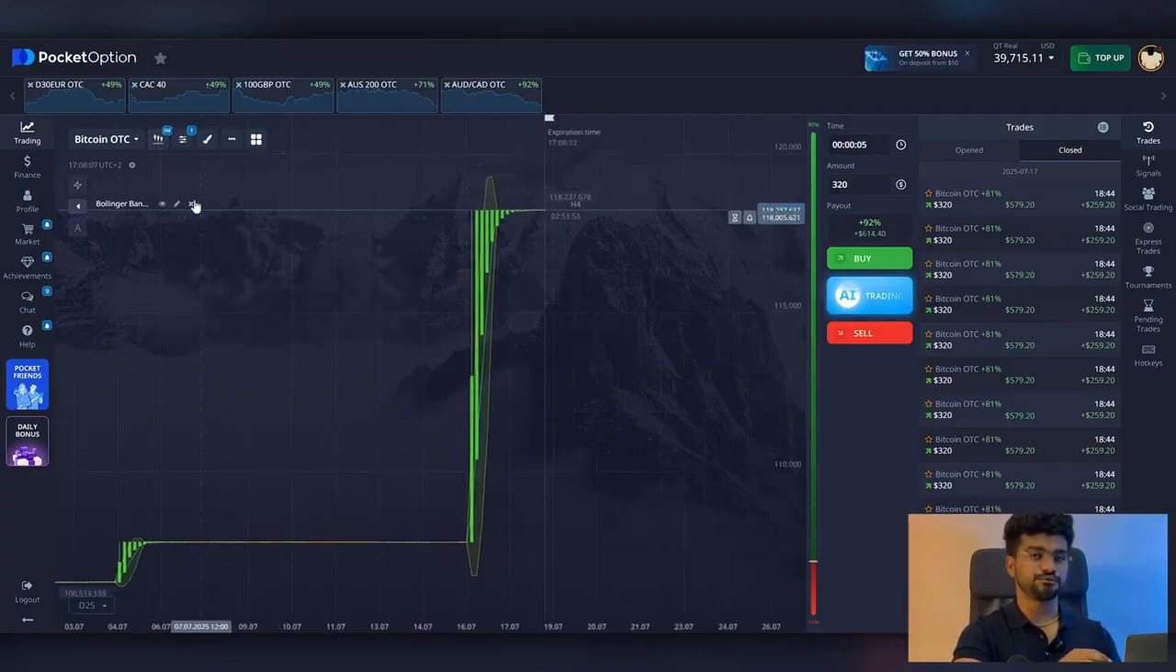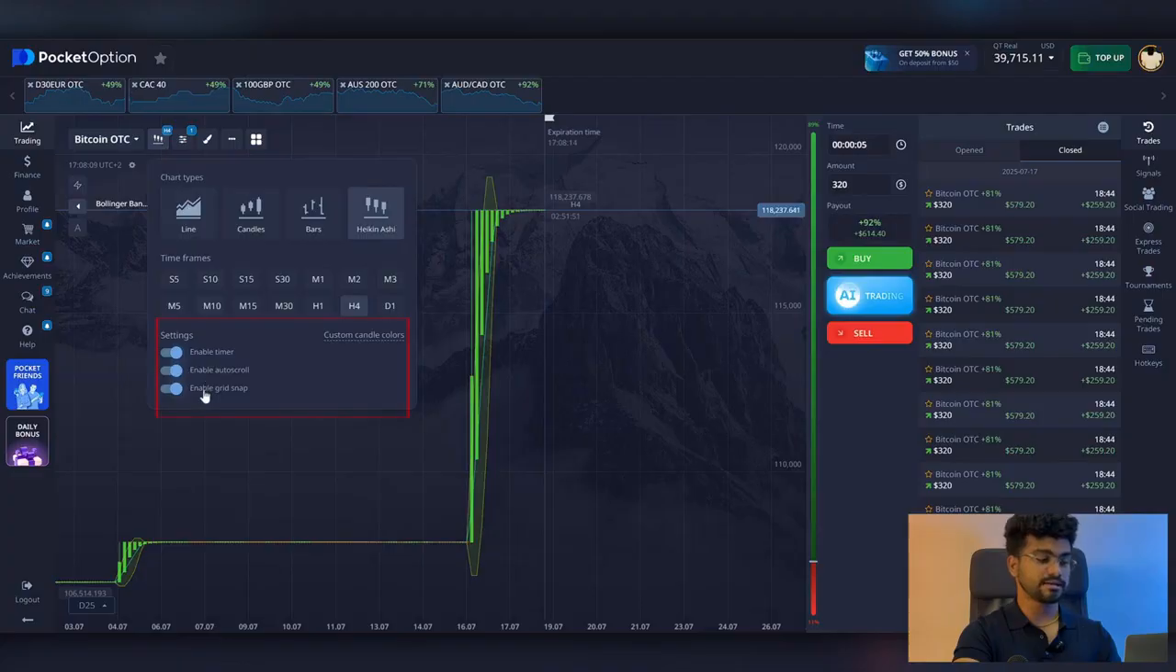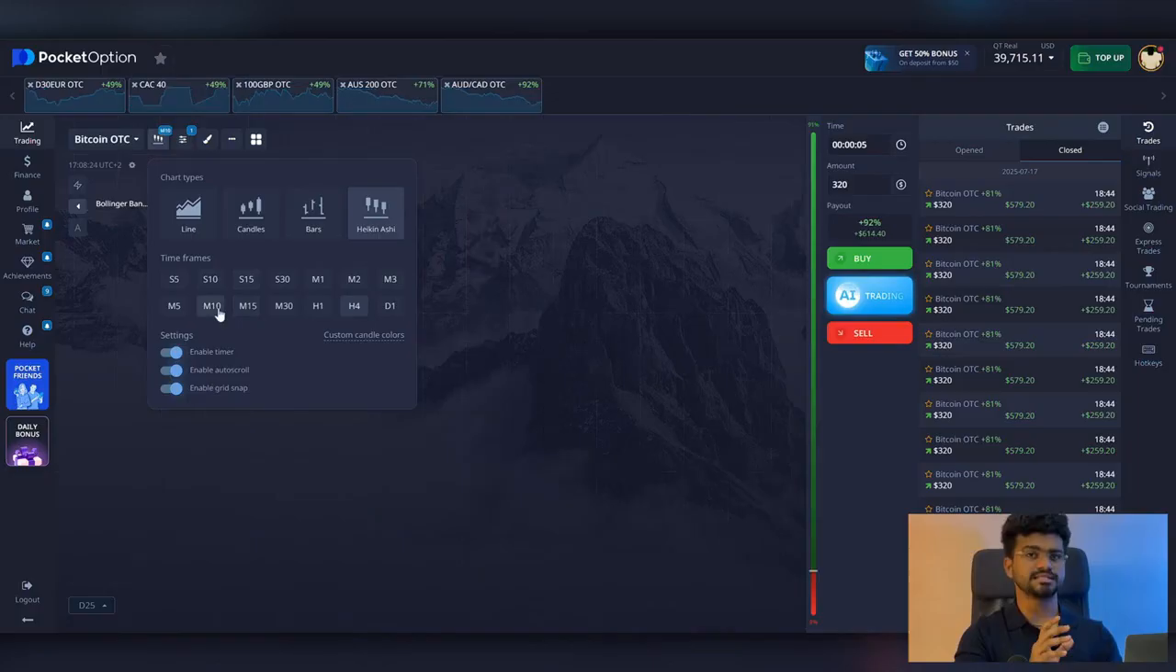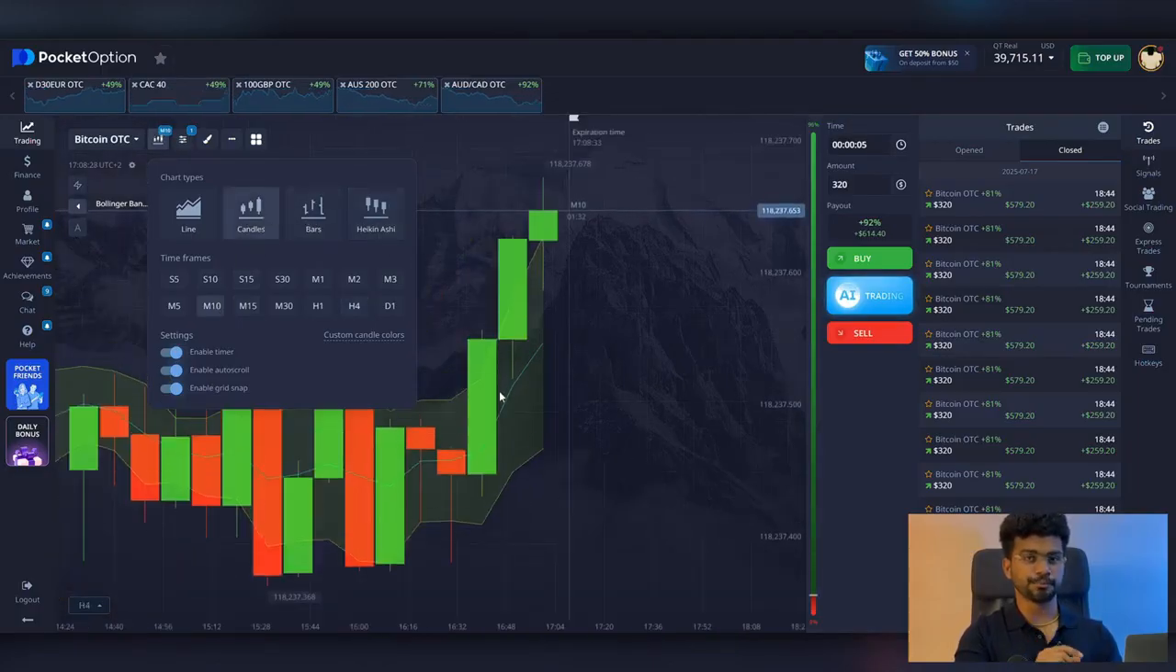And below that, we have the settings where you can enable or disable the timer, enable or disable the auto scroll function, enable or disable the grid snap for more precise analysis. So before placing your next trade, make sure your chart is looking and behaving the exact same way that you prefer, so that you can place trades much more confidently.